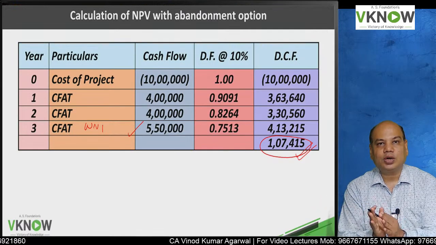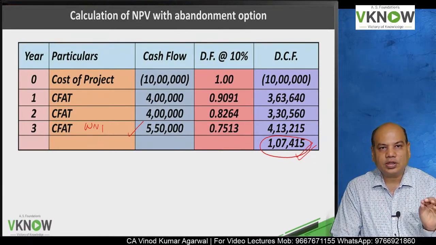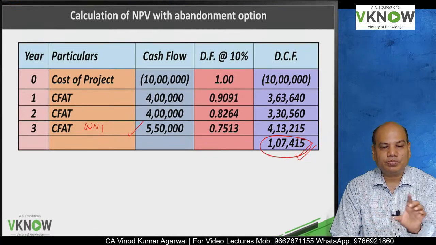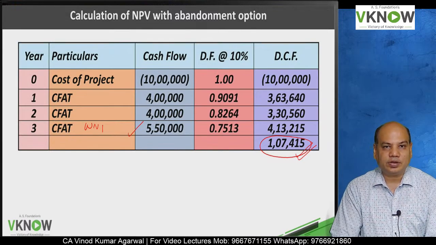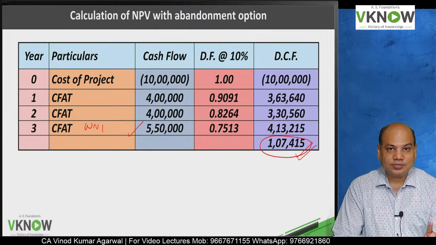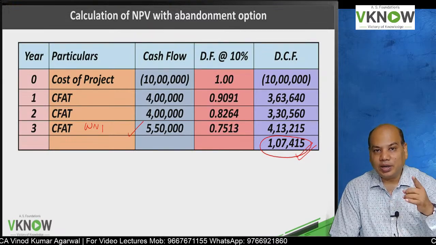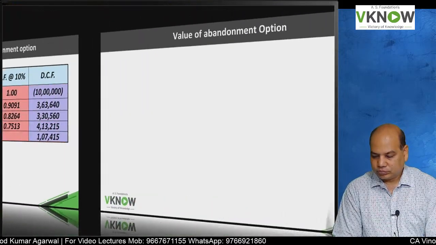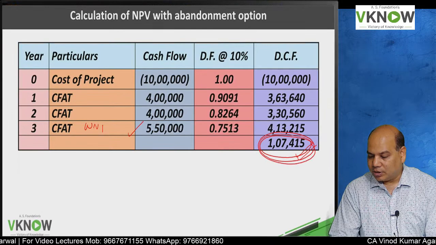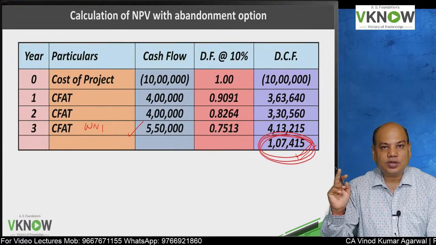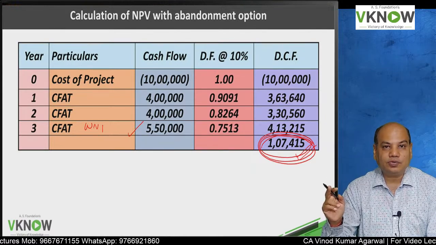But wait, I have to compare the two answers, now versus later, whether we should start the project now or later. If I start the project now with the abandonment option, this is my NPV. But I have to also calculate the NPV if I start later with the abandonment option. In your first answer, you computed the value of the project without the abandonment option if you start now.